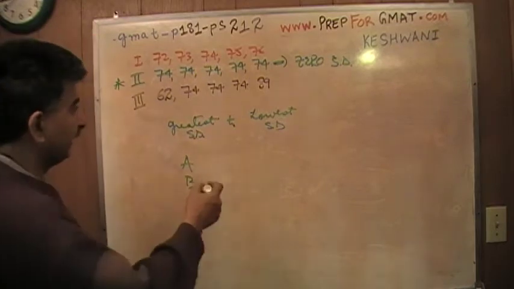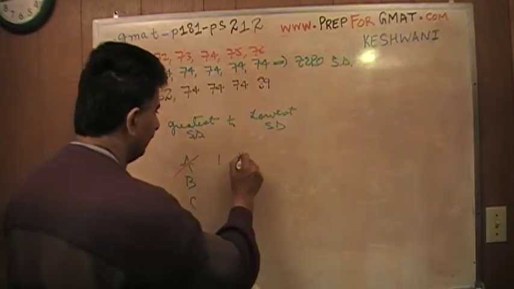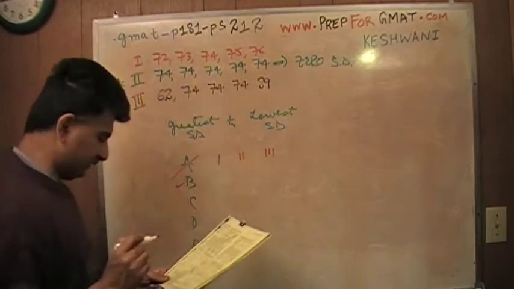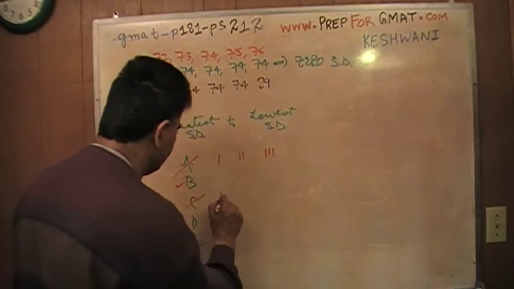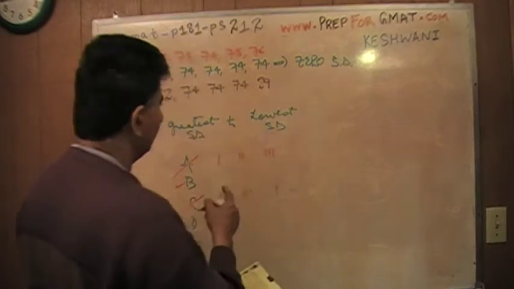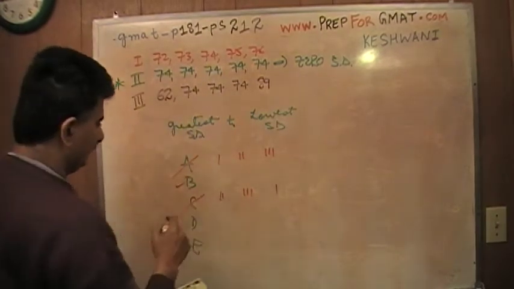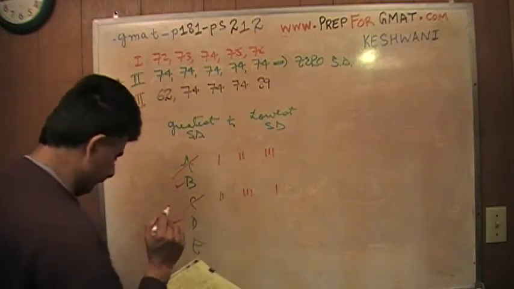A does not have 2 at the end. A has 3 at the end. That's no good. It says 1, 2, and 3. That's no good. B should work. B is a possible candidate. C is not a right answer because it has 2, 3 and 1. We already said that the lowest standard deviation is number 2. The 2 has to be in the last position. And D is a possible candidate.